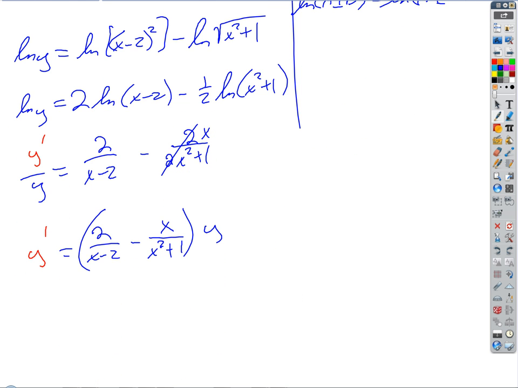But yeah, okay. And then I could either plug that in or just leave it defined as y. Make sense? Okay. So that process is logarithmic differentiation.